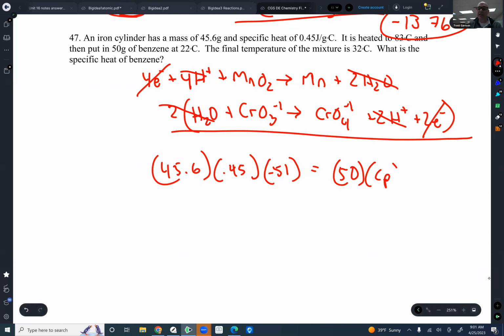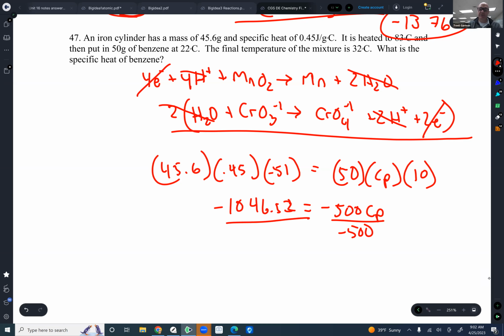50 grams, we don't know the specific heat of benzene. We know its temperature, 22, it ended at 32, so it went up 10 degrees. All right, so we're just solving here. So 45.6 times 0.45 times 51 is 1046.52 negative equals negative 500 times C_p. Divide both sides by negative 500. And you end up with specific heat of benzene of 2.1.